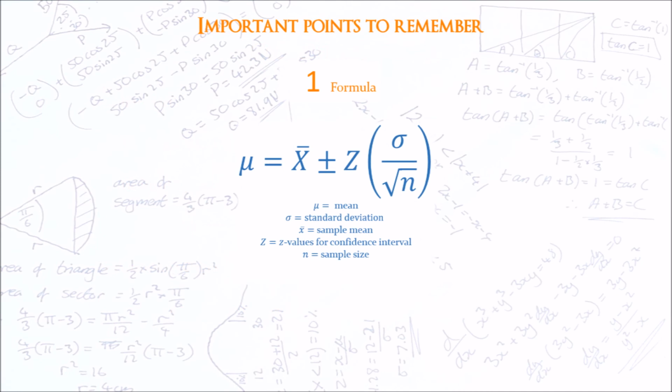So the important points to remember for your confidence intervals and your central limit theorem. The first of which is the formula itself. This will save a lot of time in the examination. That is mu is equal to x bar plus or minus z times sigma over the square root of n.